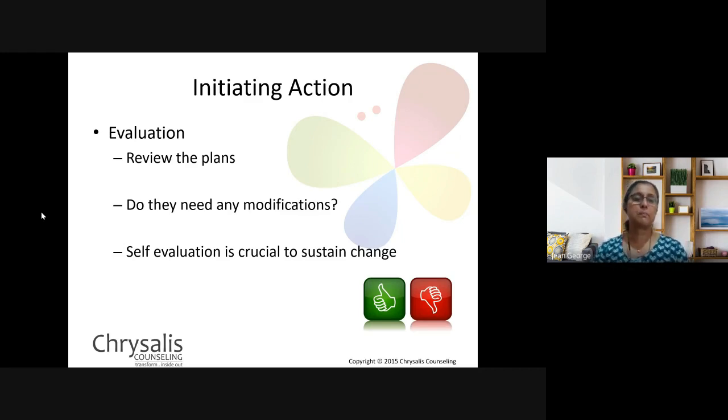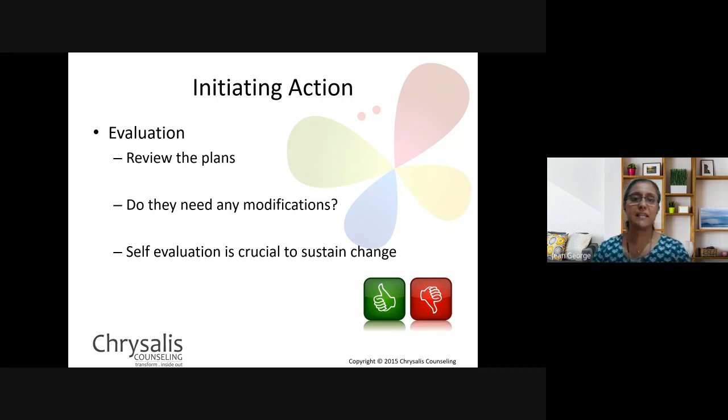So to evaluate, what are you doing once something has happened? You review those plans, you help with modifications, and look at a way of how you're actually teaching them to take responsibilities for themselves. That is what self-evaluation is. You are looking back into the way that they've handled things so that you know where they are at in the part of resolving a certain problem, okay?